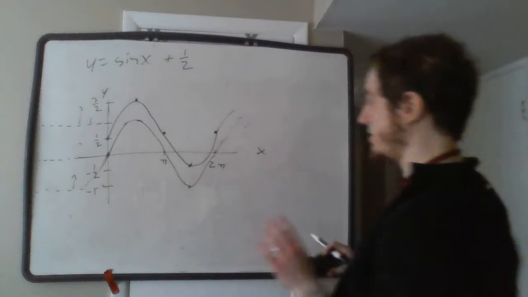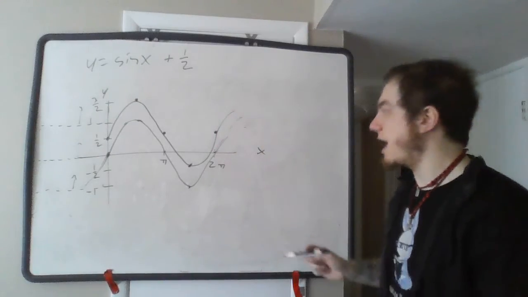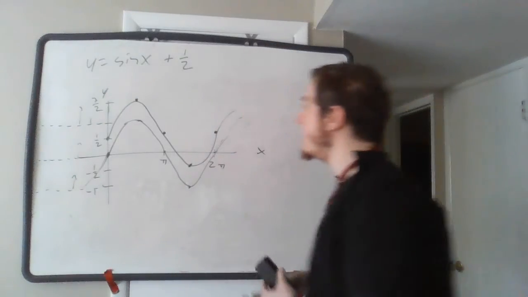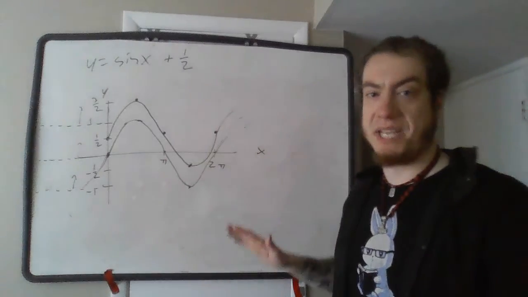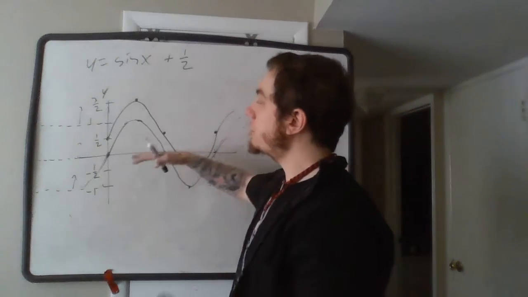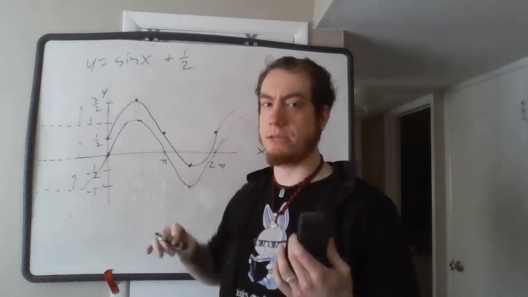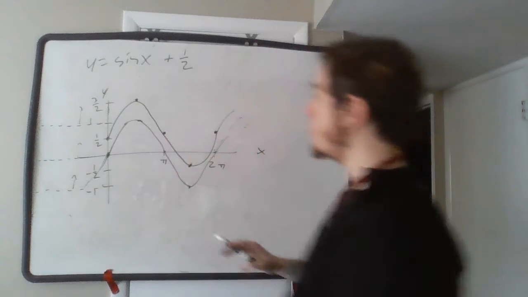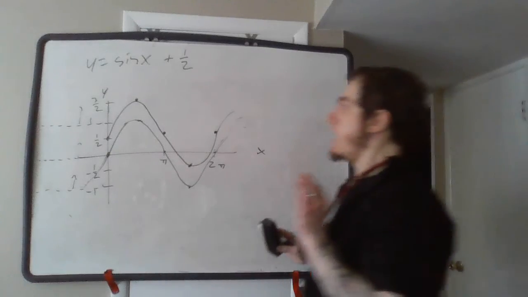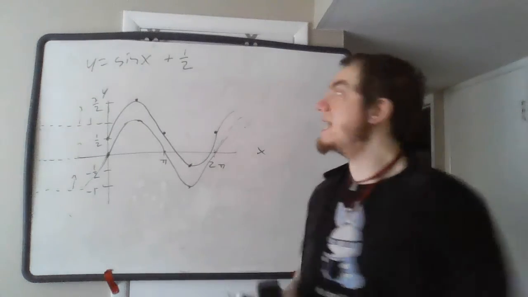Excuse me. Sorry about that sneeze. But otherwise, the picture looks just the same as it ever did. Everything just got shifted. And that is really all that one of these constants on the end is going to do to one of these graphs. It's just going to shift it vertically. So you take your original center line and you shift it. You take your original maximum and you shift it. You take your original minimum and you shift it. Make sense?